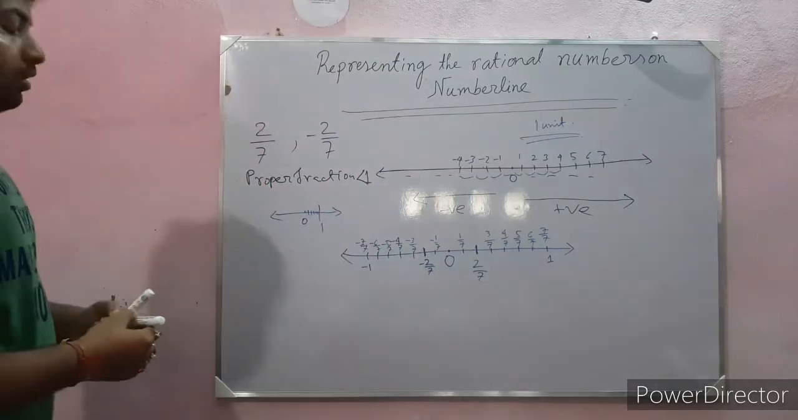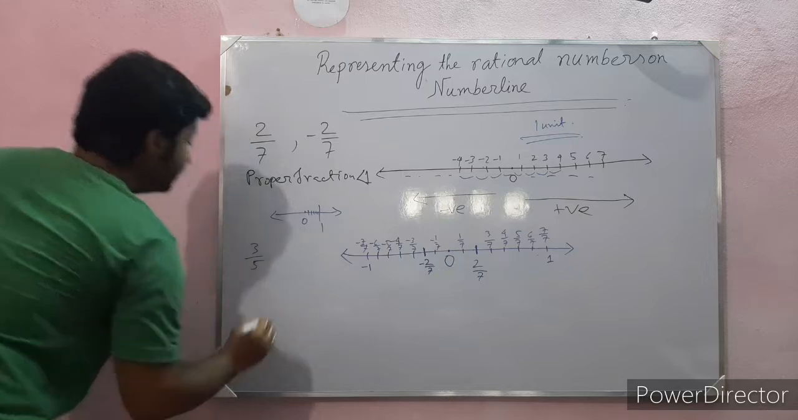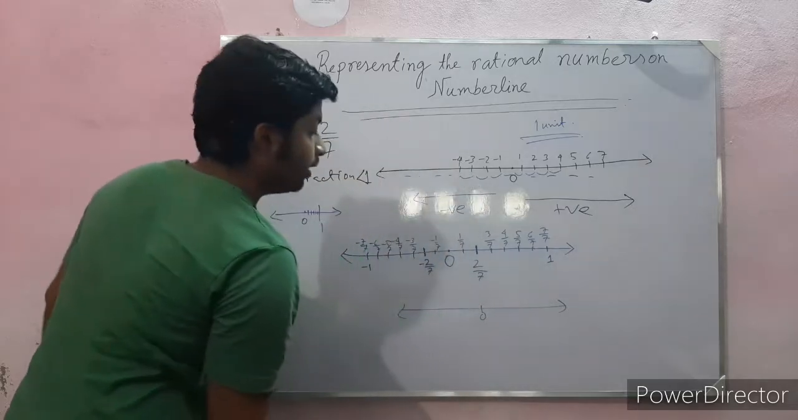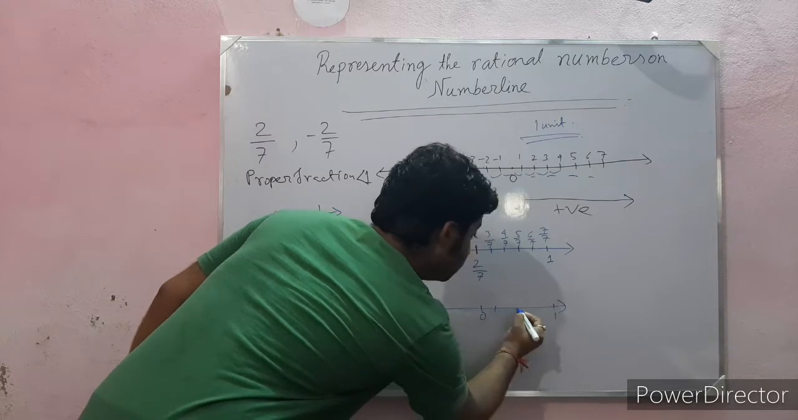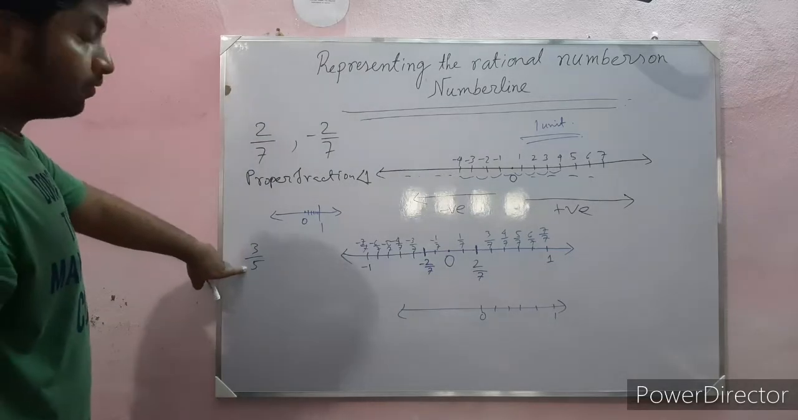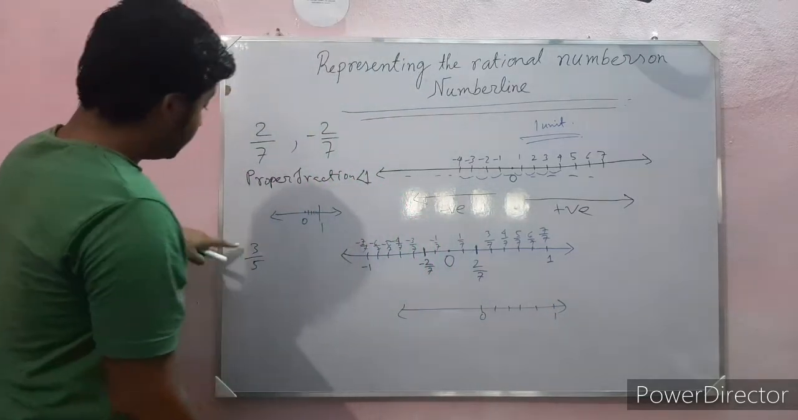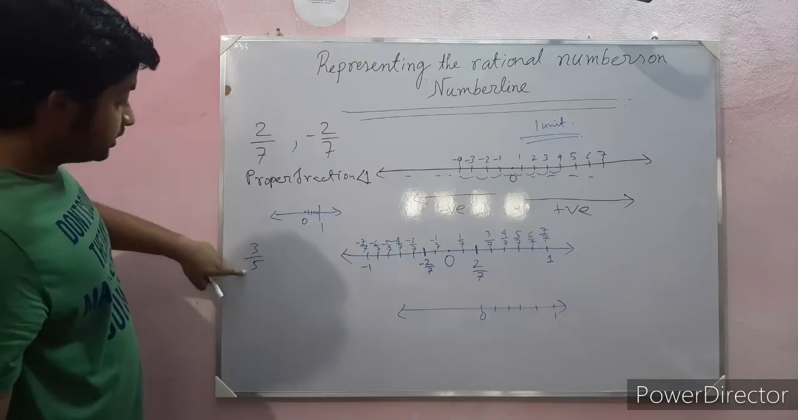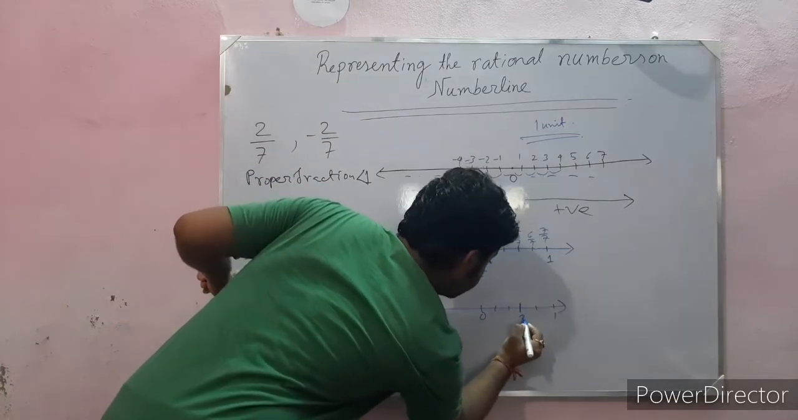Suppose I have the proper fraction 3 by 5. Then on the number line, I have to divide the length between 0 and 1 into equal 5 parts. 1, 2, 3, 4, 5. Because in the denominator I have 5. So break the length between 0 and 1 into equal 5 divisions. Then how many parts are there out of 5? 3 parts are there out of 5. So this is 3/5. So mark 1, 2, 3. This is the required point, 3 by 5.